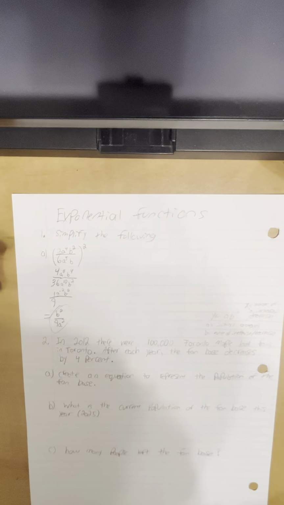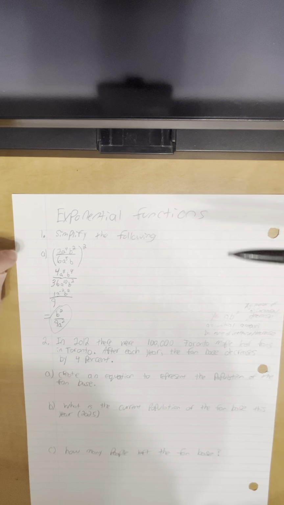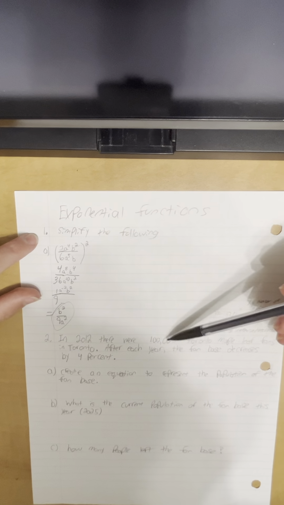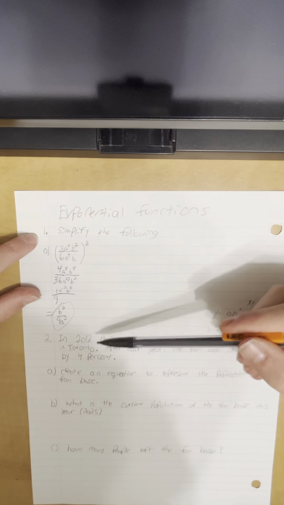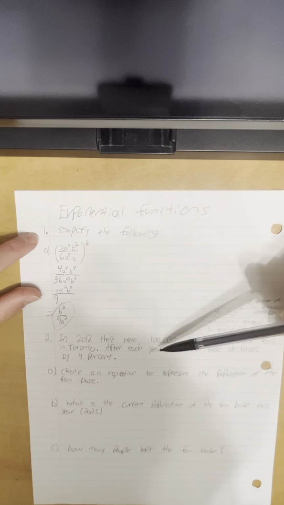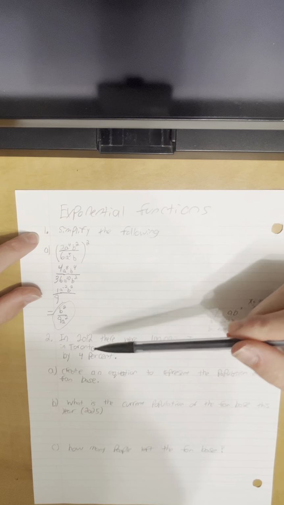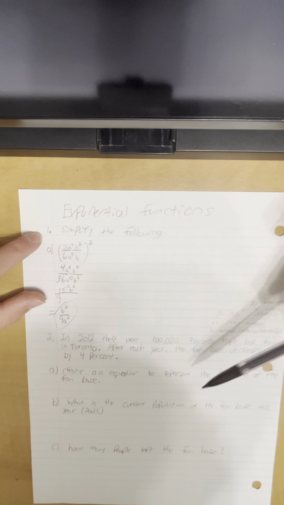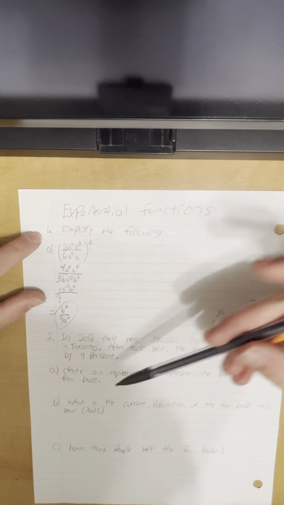Okay, our last question. It's another word problem. It's an exponential growth or exponential decay question. In 2012, there were 100,000 Toronto Maple Leaf fans in Toronto. After each year, the fan base decreases by 4%. Create an equation to represent the population of the fan base.